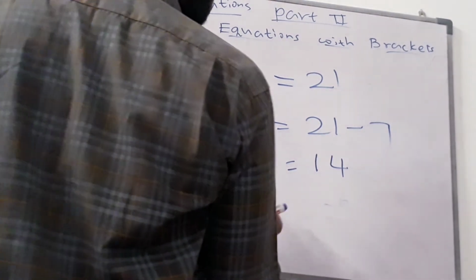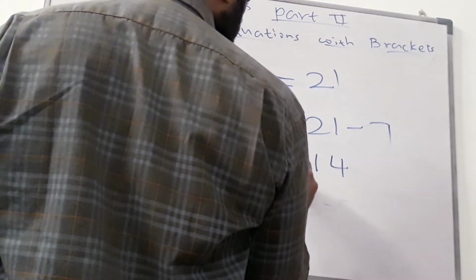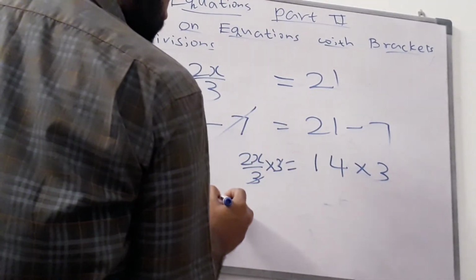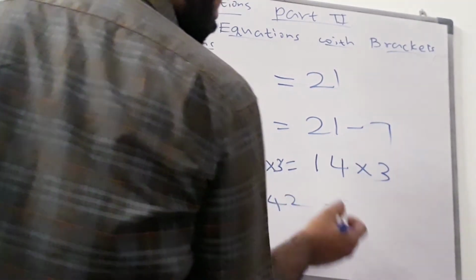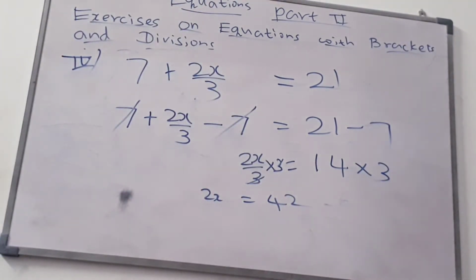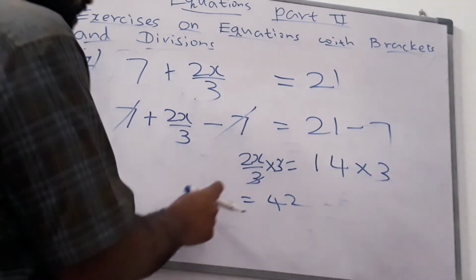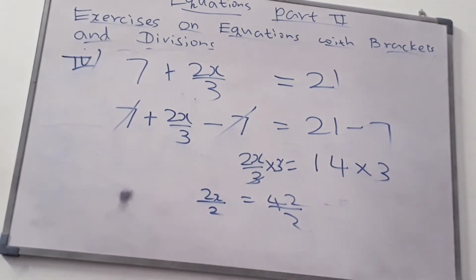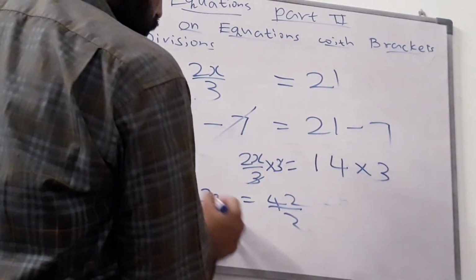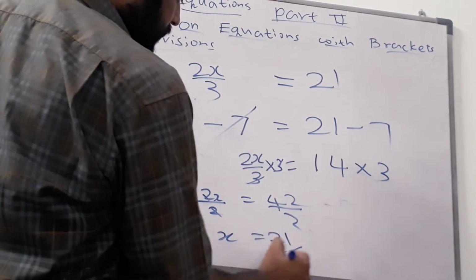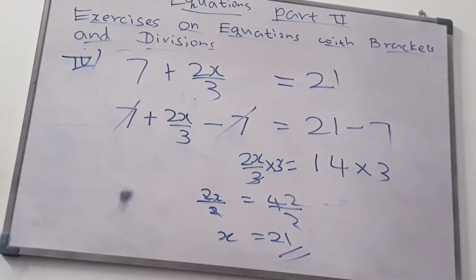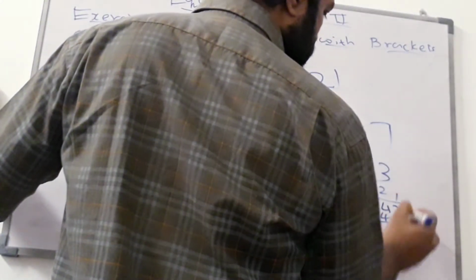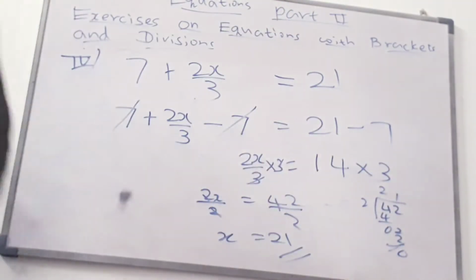Now we have to remove 3. So we multiply this by 3. Here also by 3. So 3 to 3 get cancels. 2x equals 42. 14 times 3 is 42. Check your tables. Now I am going to divide both sides by 2. Why? Because to remove this 2 we have to divide by 2, because we want to make x the subject here. So 2 to 2 get cancelled. x equals 21. Check and see. 42 divided by 2 means 2 times 2 is 4, 21.